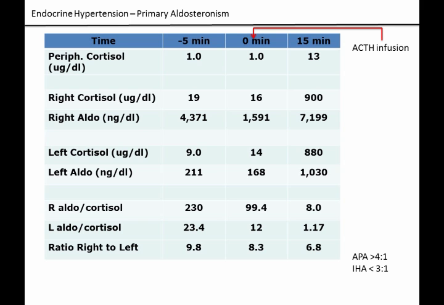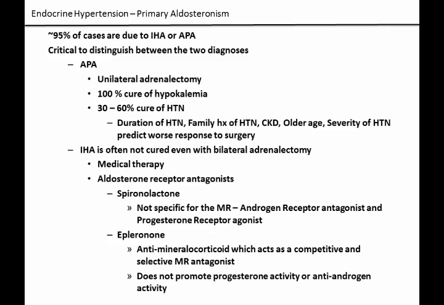This is the kind of data that we actually get and need to interpret. You'll notice that there's a rise in aldo levels, okay, on the left and the right side, which is one of the reasons why we need to correct for cortisol. So, critical to distinguish between these two diagnoses, APAs get a unilateral adrenalectomy, 100% cure of the hypokalemia. That is not a problem anymore.